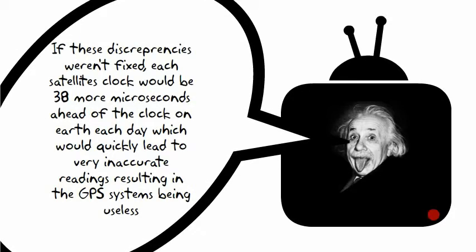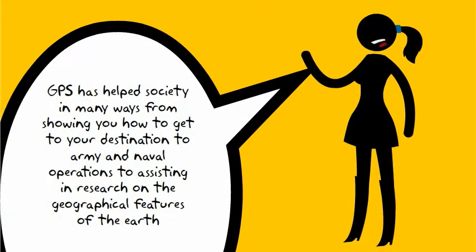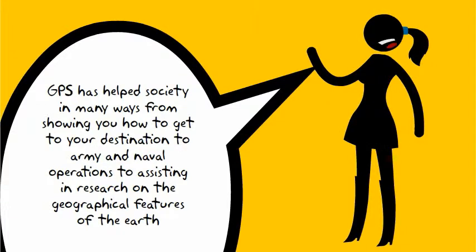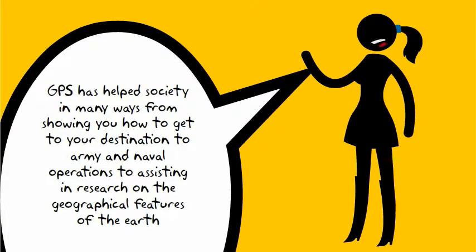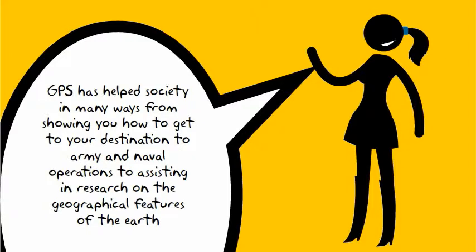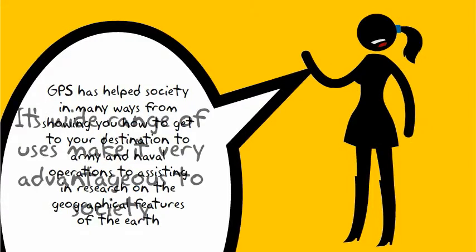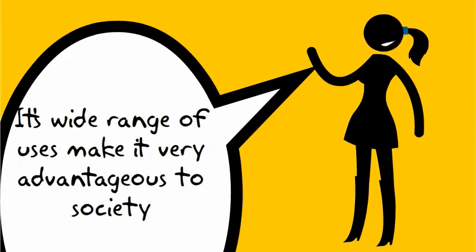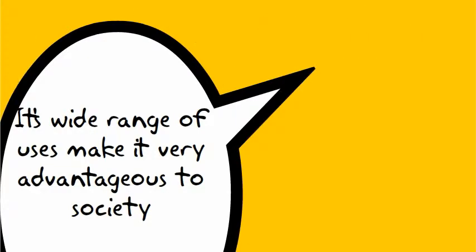If these discrepancies weren't fixed, each satellite's clock would be 38 more microseconds ahead of the clocks on Earth each day, which would quickly lead to very inaccurate readings, resulting in the GPS systems being useless. GPS has helped society in many ways, from showing you how to get to your destination, to army and naval operations, to assisting in research on geographical features of the Earth. Its wide range of uses makes it very advantageous to society.